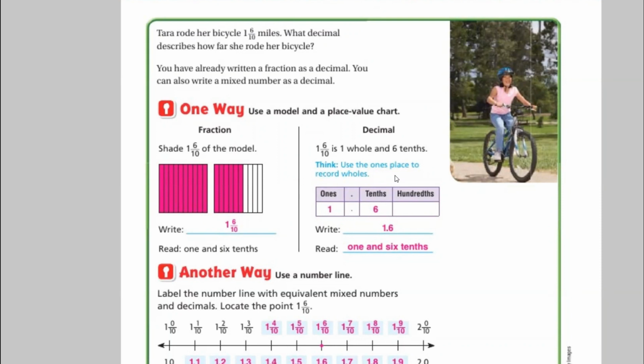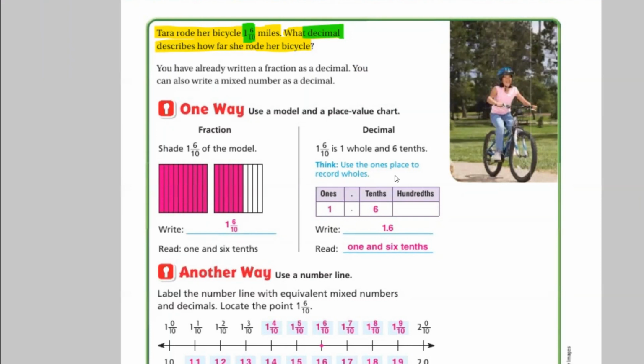Wait. Tara rode her bicycle 1 and 6 over 10 miles. What decimal describes how far she rode her bicycle? It's decimal, okay? So we're going to write it as a decimal here. You have to convert 1 and 6 over 10 to a decimal number, okay?